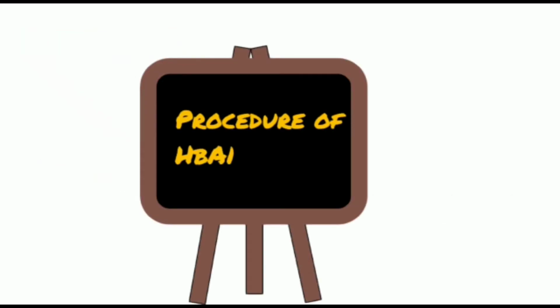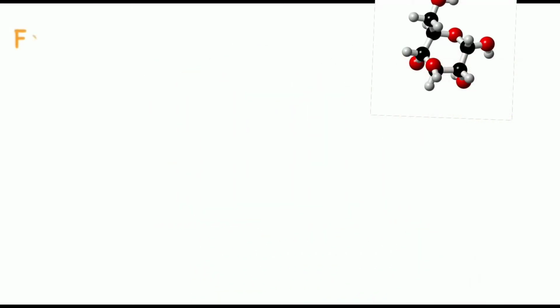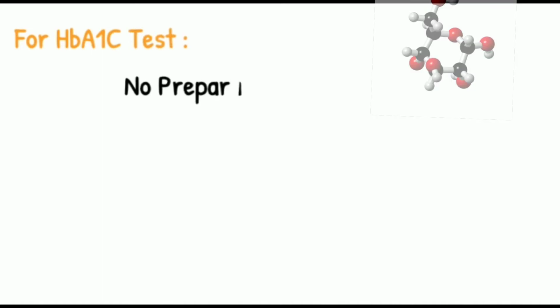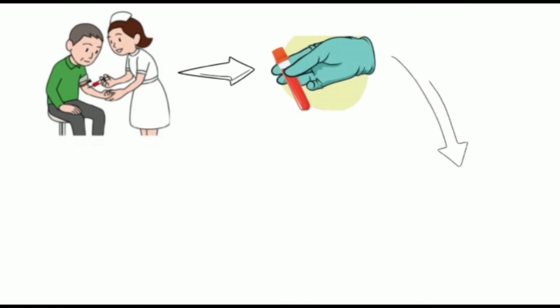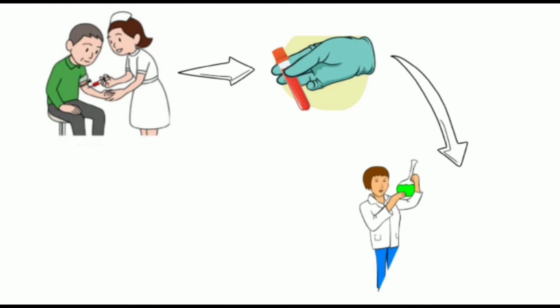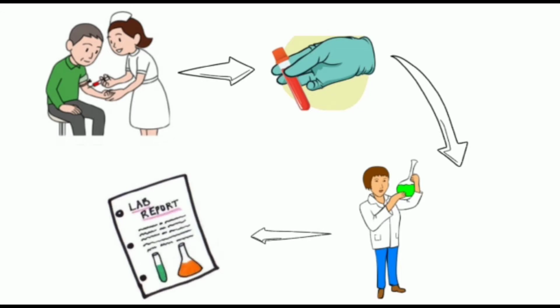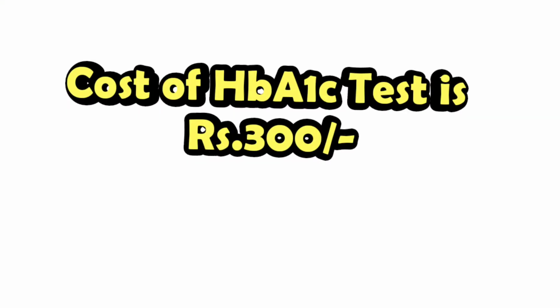Coming to the procedure, we can check the HbA1c levels at any point of time. No preparation is needed to check the HbA1c levels. To measure the HbA1c, some amount of blood is collected from the human body, and the collected blood sample is sent to the laboratory, and by the method called immunoassay, we can assess the HbA1c levels. Coming to the cost, the HbA1c test costs approximately 300 rupees.